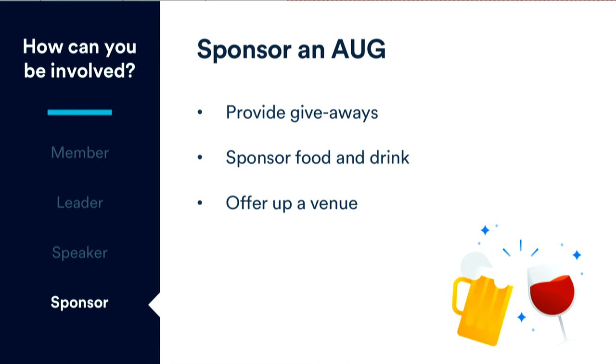Another way you can get involved is sponsoring an AUG. Partners are part of the AUG ecosystem and often really keen to help out in many ways. They may have access to a great venue, or they would like to pitch in with purchasing refreshments, or even offer great door prizes. One of our partners loves to bring bottles of wine to reward the best questions asked by our members.